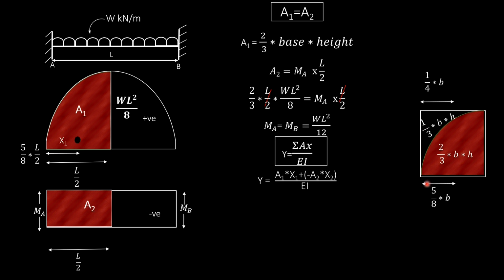So what is the centroidal distance from this end support? It is going to be 5 by 8 times b. And if you want to find out the centroidal distance from this end support, it is going to be 1 minus 5 by 8 times b. You will get 3 by 8 times b here. Similarly, the centroidal distance from this end support is equal to 1 by 4 b. And if you want to find out the centroidal distance from this end, it is 1 minus 1 by 4 times b. It is equal to 3 by 4 b.